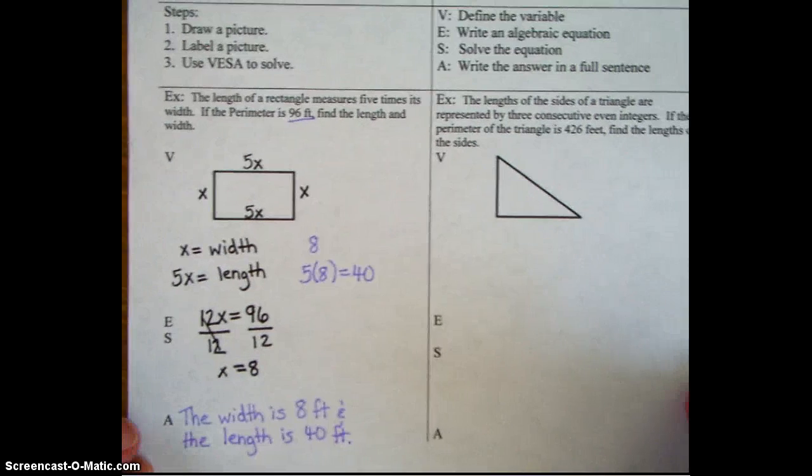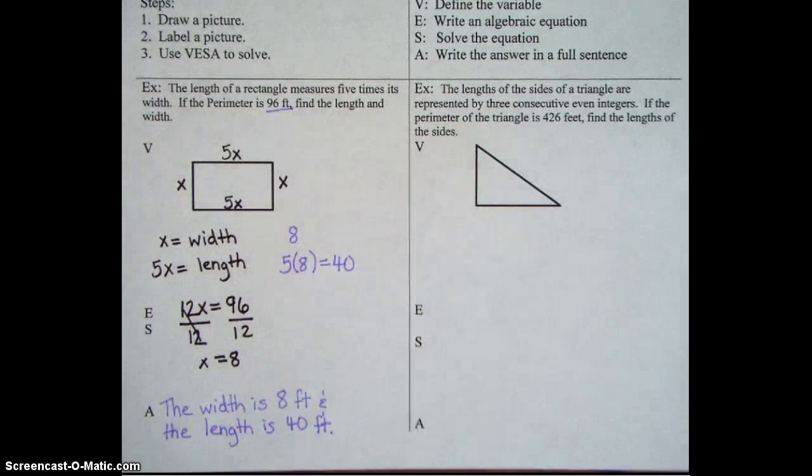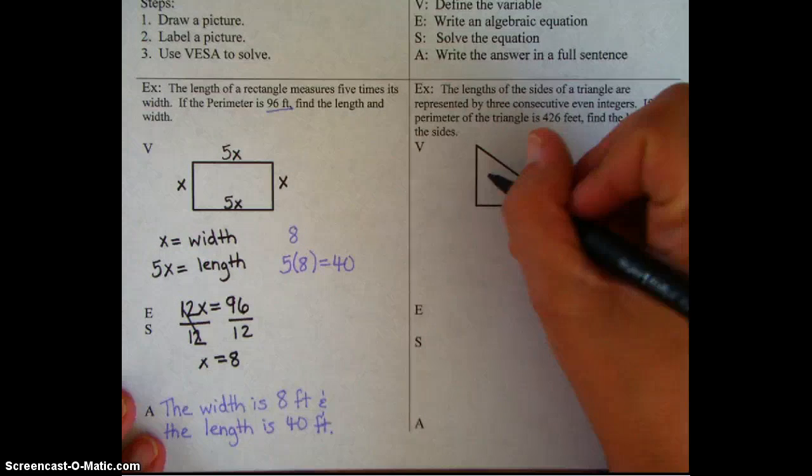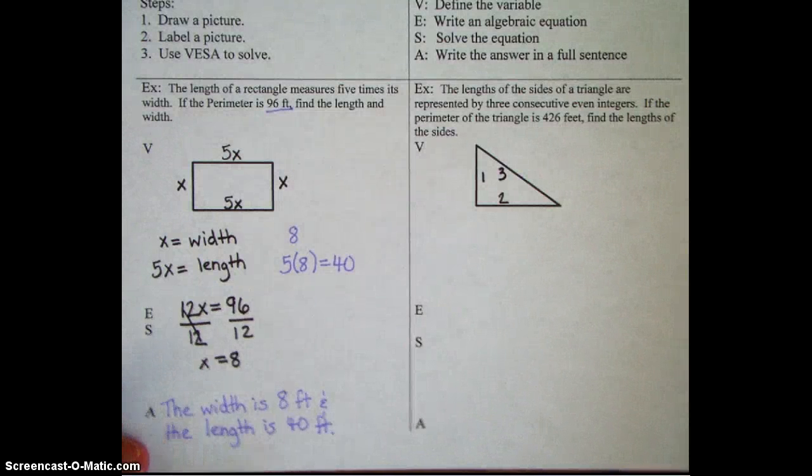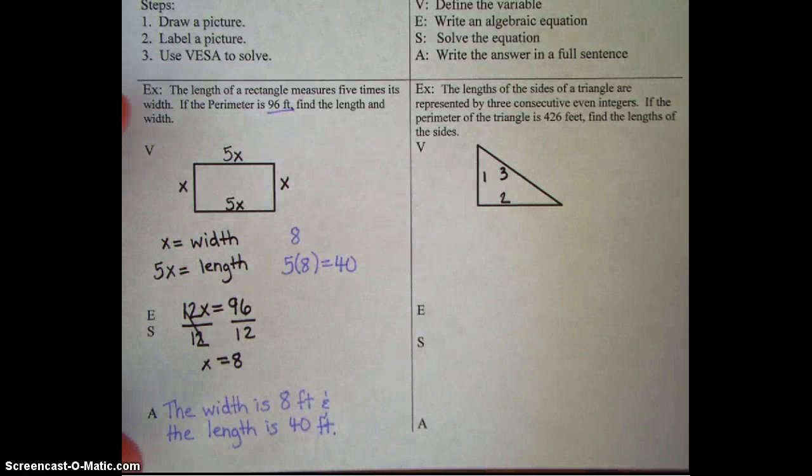Let's take a look at a triangle question. The problem says the lengths of the sides of a triangle are represented by 3 consecutive even integers. If the perimeter of the triangle is 426 feet, find the lengths of the sides. Something I like to do is on the inside just to label the sides 1, 2, and 3, so I have a way to tell which side is which. It's not something you have to do.